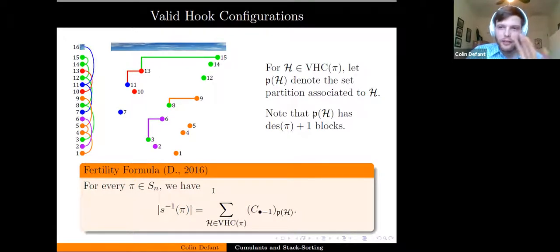But I want to convince you that even if you don't care about the stack sorting map, and I think you should because I think it's really interesting, these valid hook configurations are actually really interesting. Not only do they show up in this formula in a very natural way, but they also show up in a completely different context, which is the context of free probability theory.